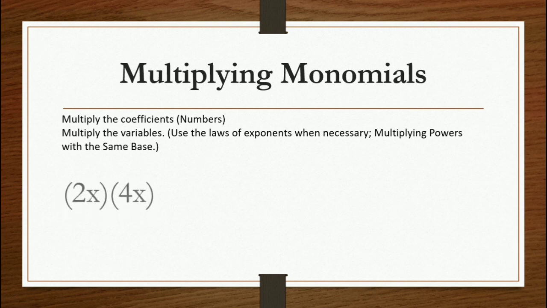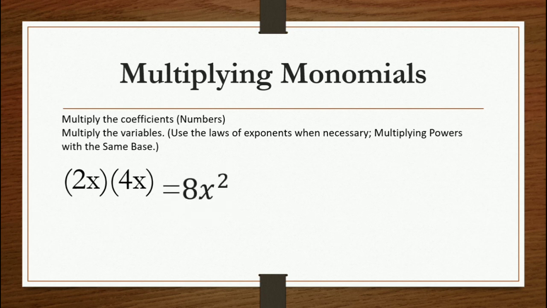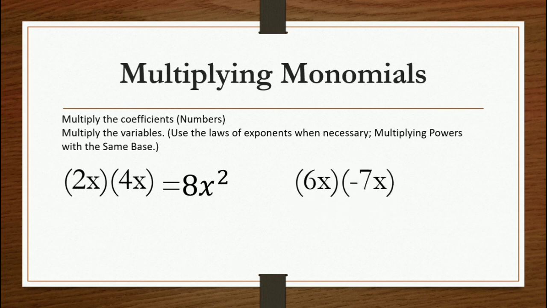Example, 2x times 4x. We multiply the coefficient first, that is 2 times 4, which is equal to 8. Multiply the variables by adding its exponents 1 and 1, which is equal to 2. Therefore, we get 8x squared as the final answer. Another, 6x times negative 7x.